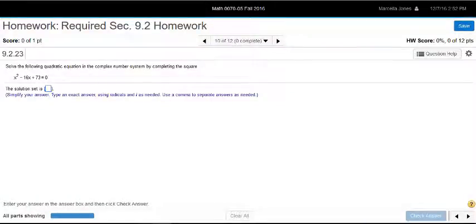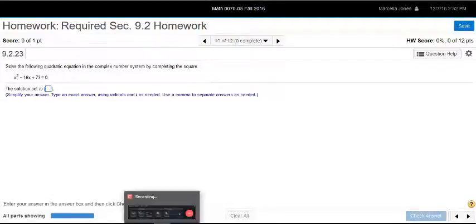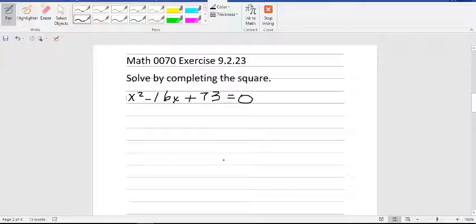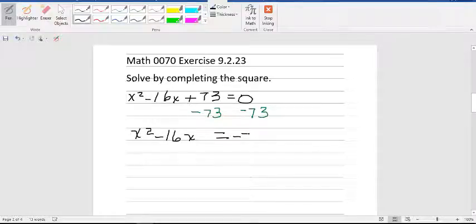We are going to solve x squared minus 16x plus 73 equals 0 using the process of completing the square. So this is exercise 23 in the text in section 9.2, problem 10 in the section 9.2 homework. The first thing we would do would be to isolate the constant. In this case, that requires us adding negative 73 to both sides of the equation.